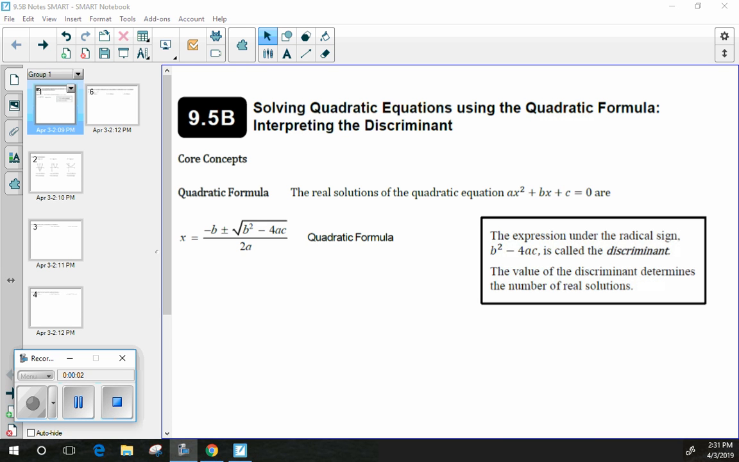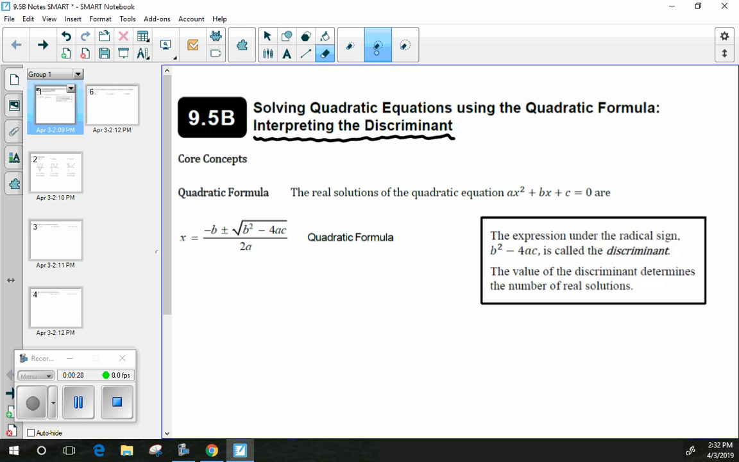So on this second part of 9.5, we are still talking about the quadratic formula. So we're going to review again, just solving with the quadratic formula, just like we did yesterday. But we're going to extend that just a little bit and talk about something that we call the discriminant and how that can be helpful to us. Okay, so that's kind of the new extension from yesterday, is interpreting the discriminant, and what do we mean by that and how can that help us, right?